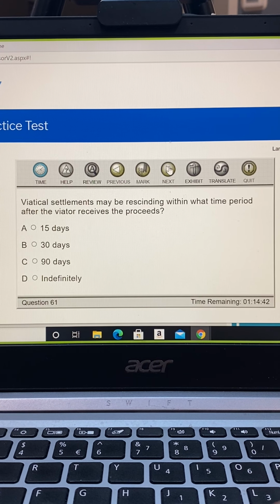Viatical settlements may be rescinded within the time period after the viator receives the proceeds. Ooh, 15 days. I hope you know that.